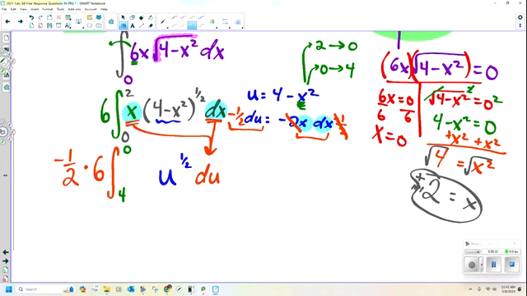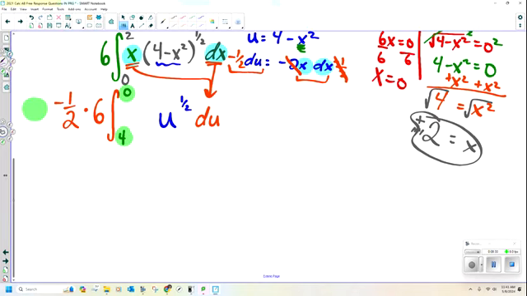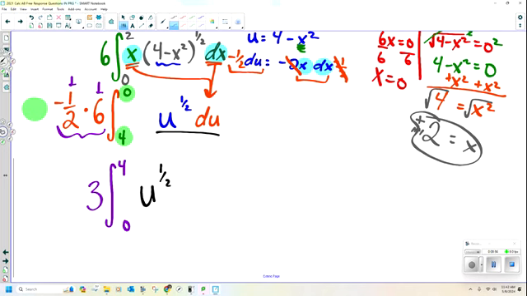There's a rule. If I flip the bounds, I have to put a negative sign out front. So let's consolidate this a little bit more. My integral is now going to be 4 to 0, and I've got to negate whatever this is. Negative 1/2 times 6 is negative 3. And when I negate a negative, that turns into a big old fat positive. So I have a positive 3 out front now. And what do I have left? u to the 1/2 du.